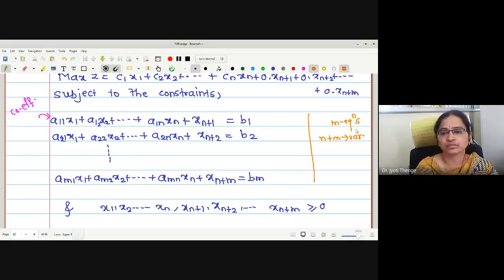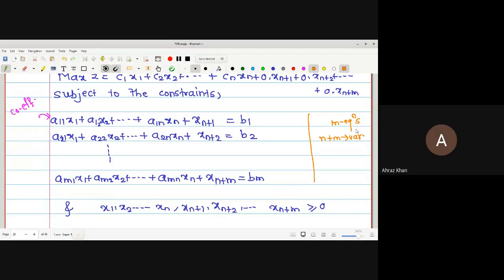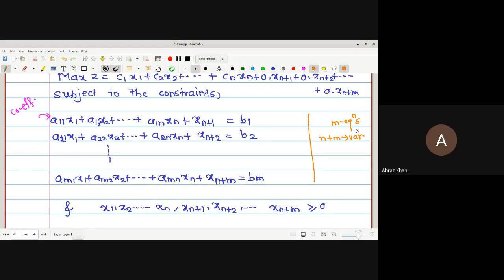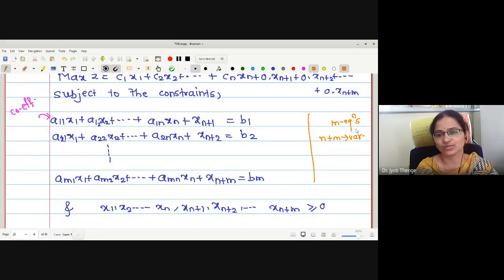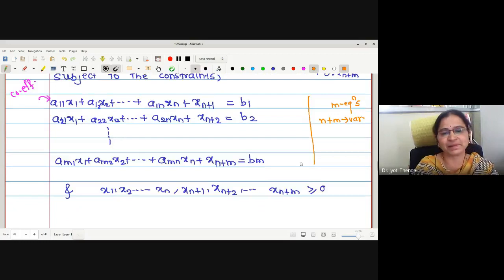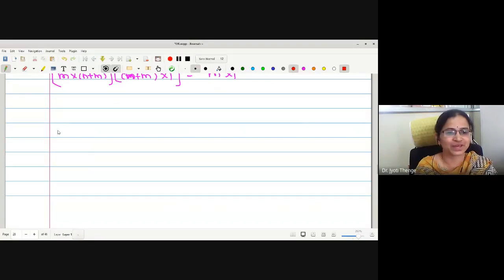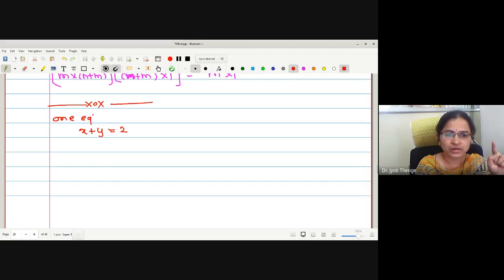Question is, how many solutions is this system of equations going to possess? Can you explain how? Okay, let me make it more simple. It should not be added in your LPP, okay? I have one equation in two variables. How many solutions do we have?